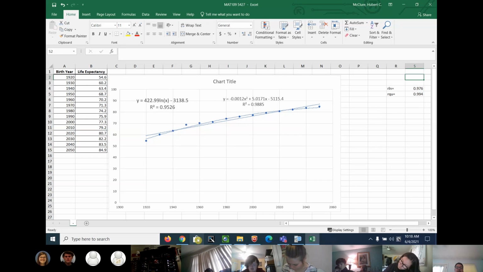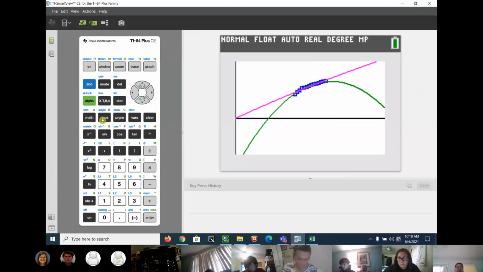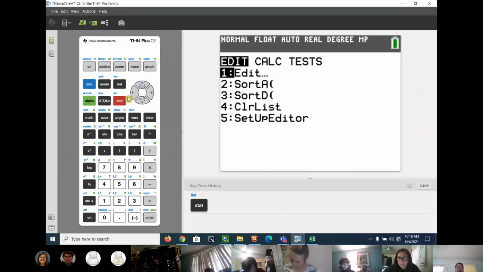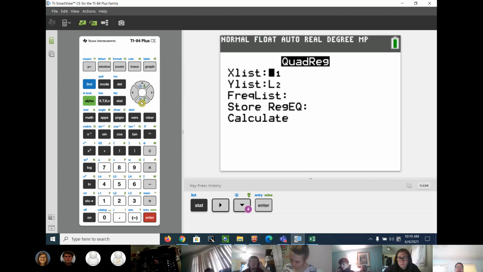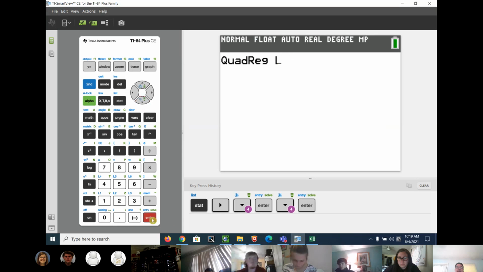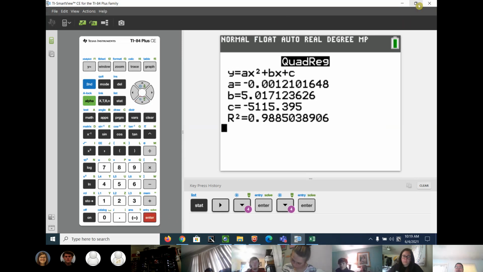All right, the question, and you see right here that these carry to 4 digits, and some 3, some 2. And the calculator, I'll do it for you. Stat, calculate, quadratic, L1, L2, and calculate. So I'll let you write that down. Go ahead and write that down, and then we'll compare everything in just a minute.